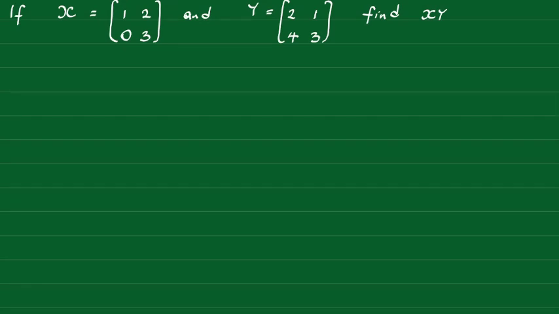Okay, welcome. So there's this question from JAMB 1995, question 25, where we are asked: if X is equal to the matrix (1 2; 0 3) and Y is equal to the matrix (2 1; 4 3), find XY. Quickly we dive into this by writing solution.